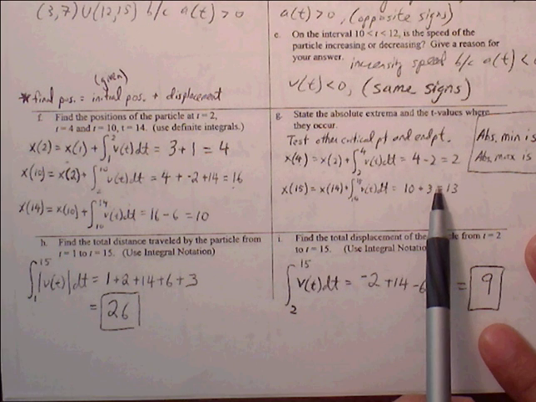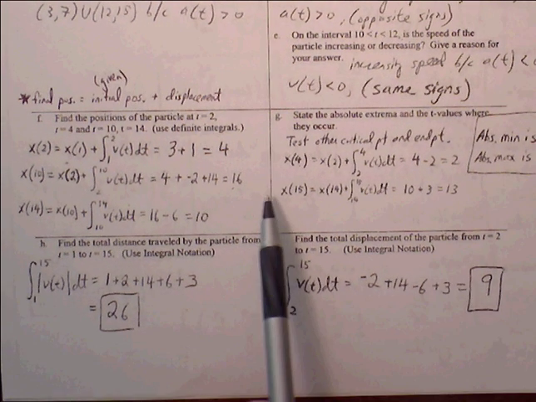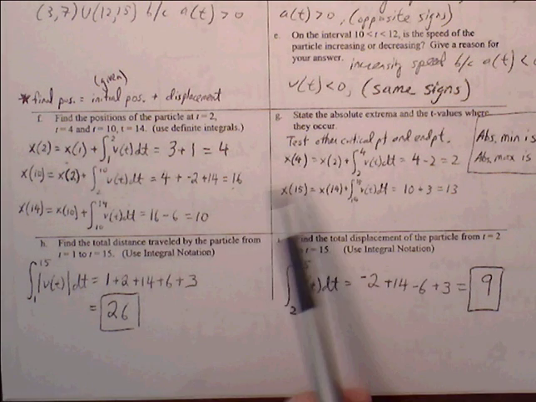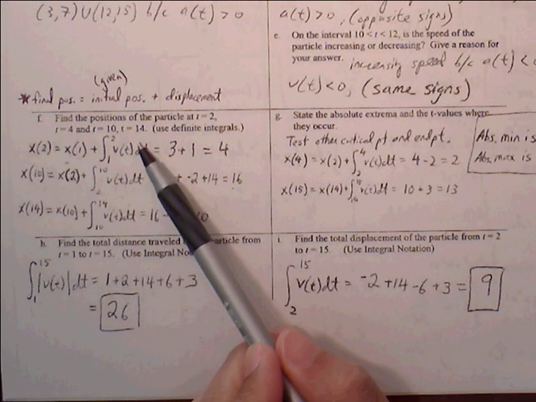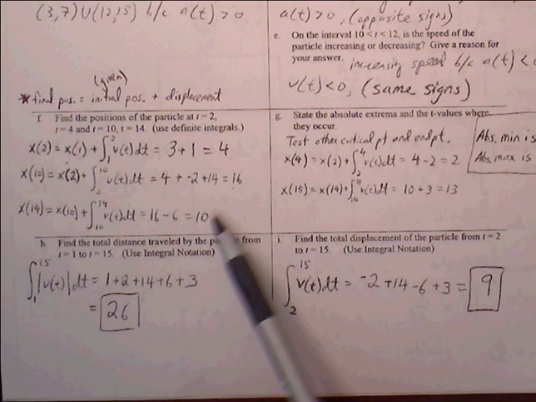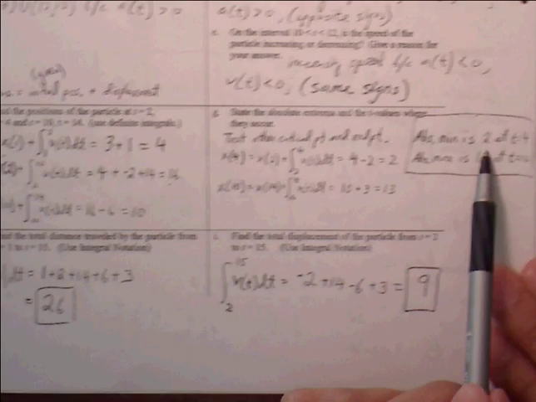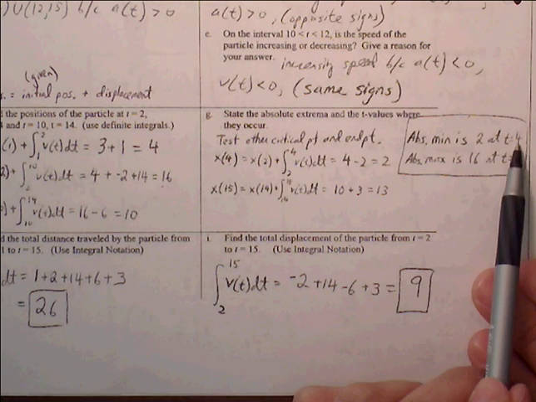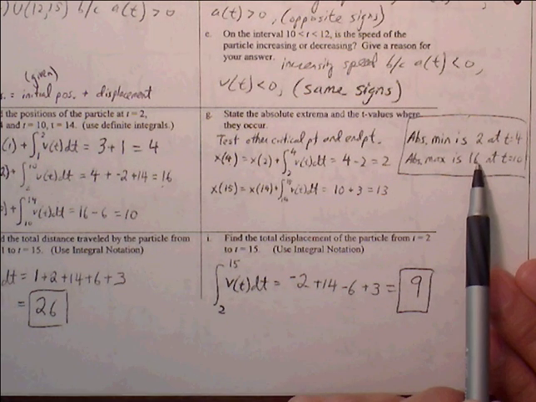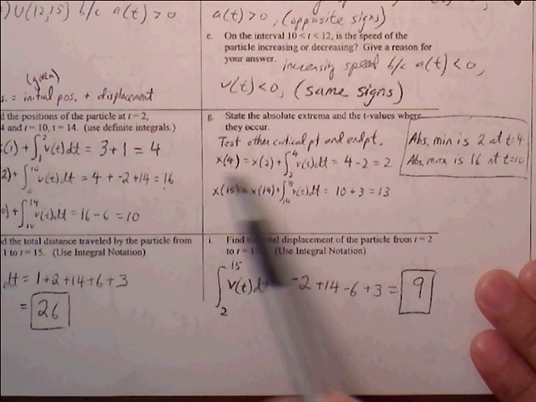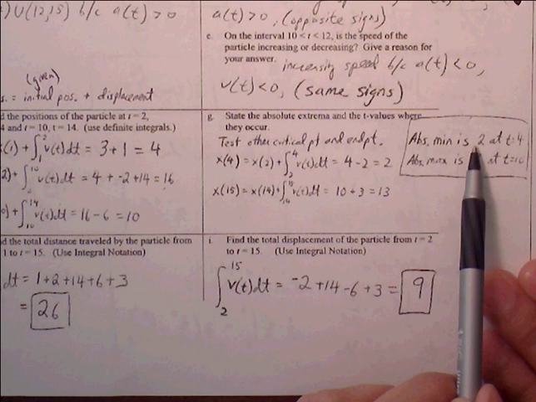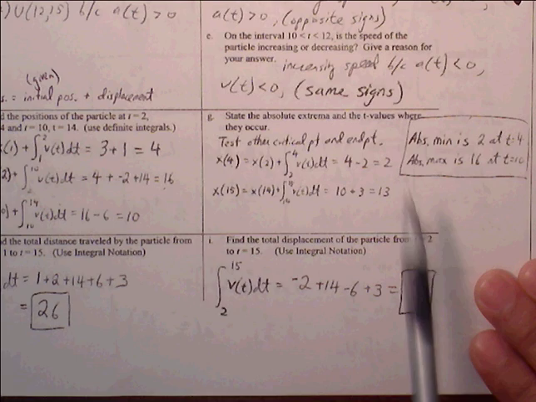So we have the endpoints, x of 1 and x of 15, and then we can just compare with all these values here: 4, 16, 10, 2, 13, and 3. The highest value is 16 at t equals 10, and the lowest value is 2, which is at time t equals 4.